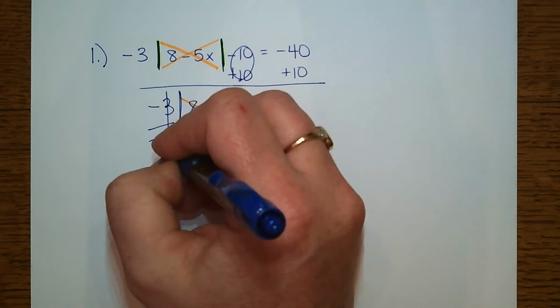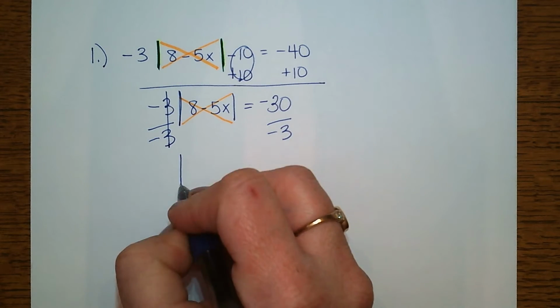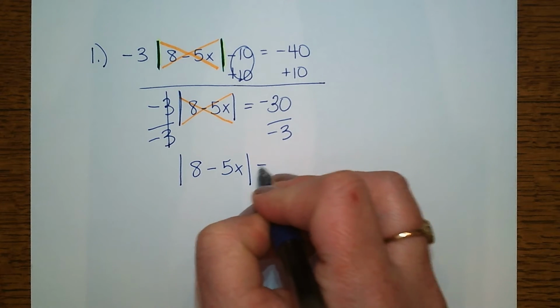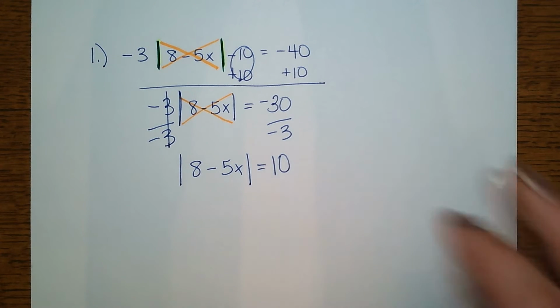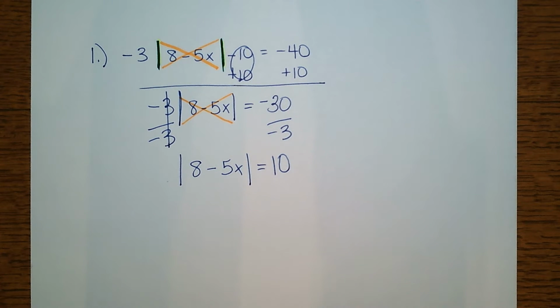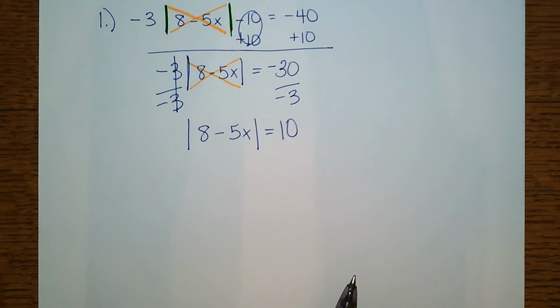My negative 3's cancel. That leaves me with the absolute value of 8 minus 5x equals 10. Now, I don't have anything else left outside of my absolute value bars. I've gotten rid of everything outside the bars. So now my next step is to create two equations. Remember, I'm going to have two solutions. So in order to get two solutions, I need two equations.